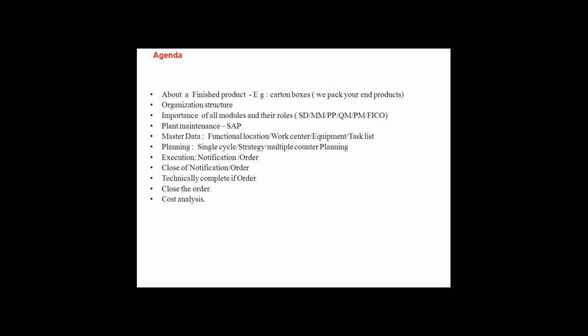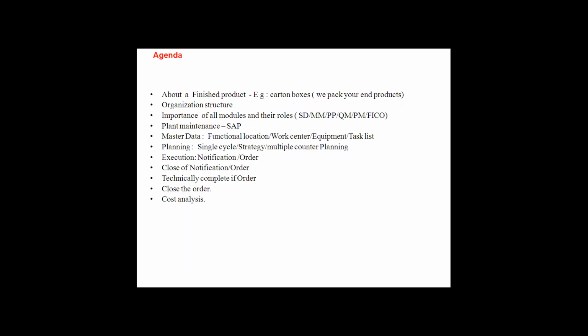Now, the agenda is about a finished product. For example, a cotton box, where we pack your end products. Any company with one finished product has a minimum number of machines. If they have a large product database, then they may have so many equipment, tools and machinery, depending upon the production size of the plant.